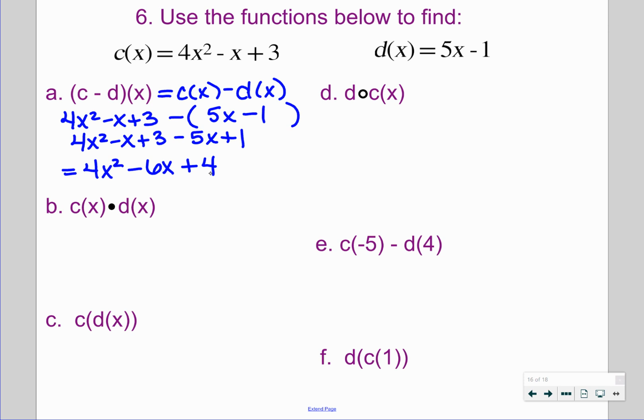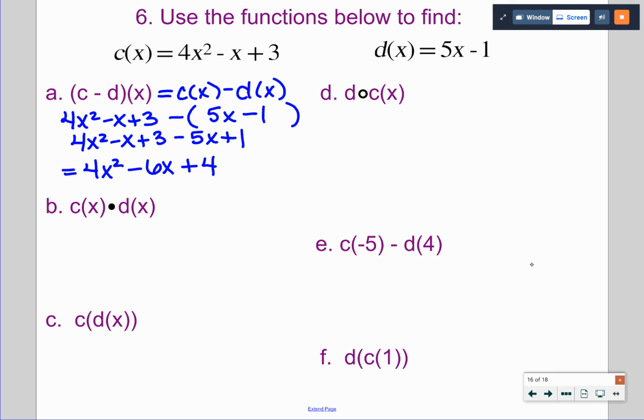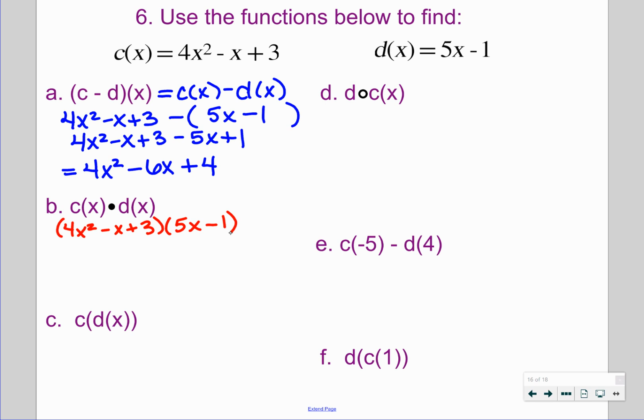Down to letter B, right below it, multiplying function c times function d. 4x squared minus x plus 3 times 5x minus 1. Now remember, when we did these in class, we talked about this is just a really big distribution problem. You're taking everything in the first parentheses and multiplying it by everything in the second parentheses. Because I have 3 terms and 2 terms, I know I need 6 terms that have accounted for all my multiplication. And you can even make a little grid if you need to, a 3x2 grid, and multiply it that way if you've done that in the past.